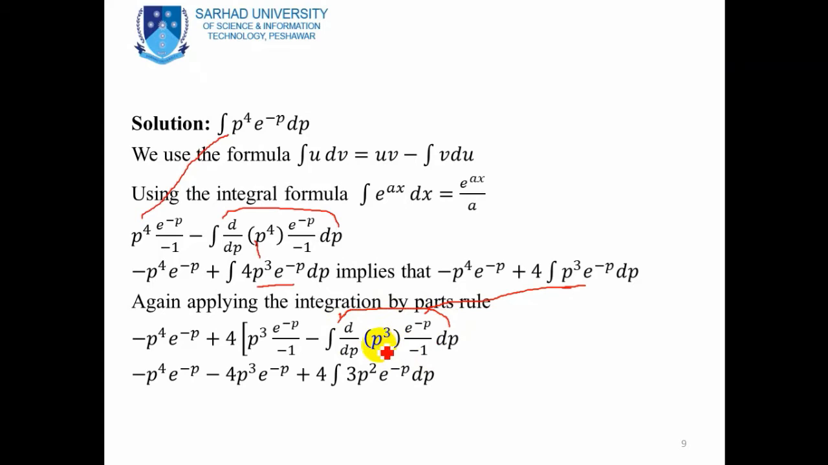So the derivative of p cube is equal to 3p square by using the power rule. You multiply the power with the coefficient and subtract 1 from the power. So now we again use the product rule.